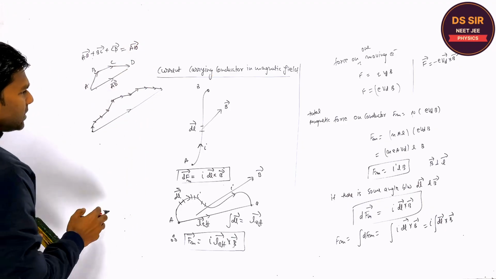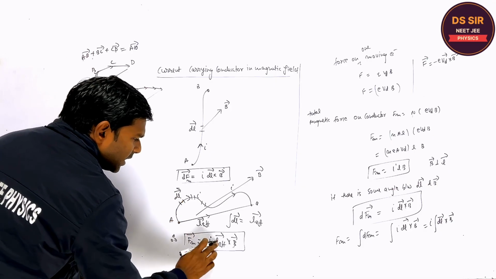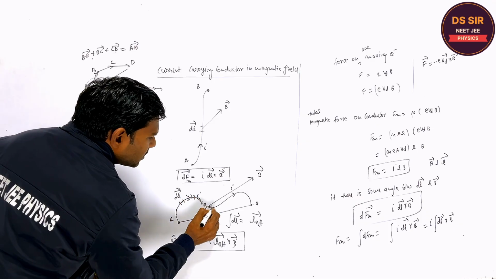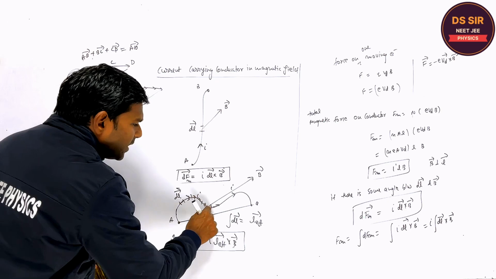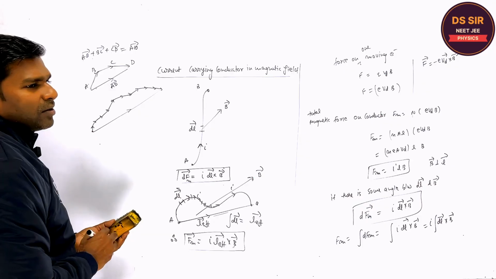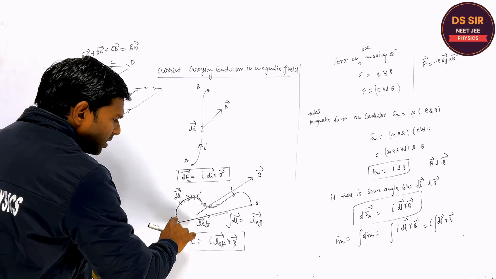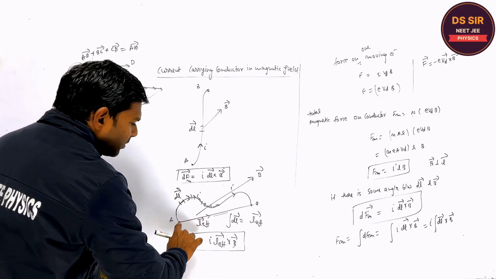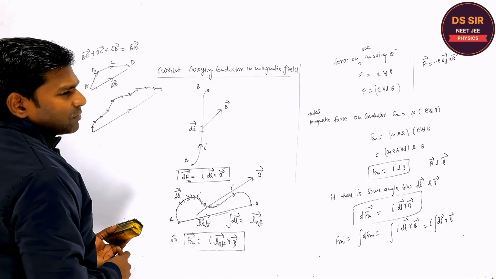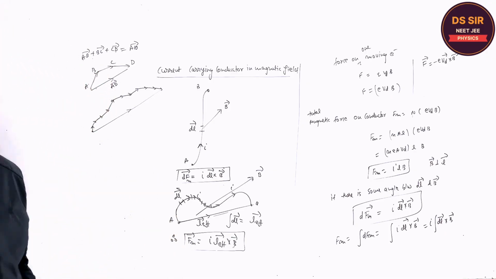This is the AD vector. In the same way, if you choose the elemental vectors, then the integration means addition of this vector plus this vector plus this plus this plus this. So when all the elemental vectors are added, what will you get? You will get the AB vector. This is not displacement, rather the summation of all these length vectors is nothing but equal to the AB vector. Yes. And this is called the effective length of the current carrying wire. Copy this.